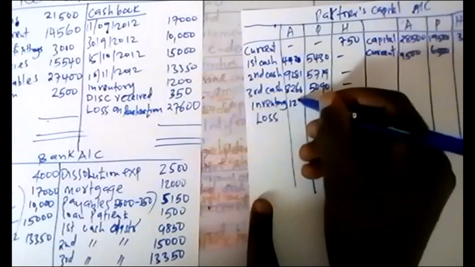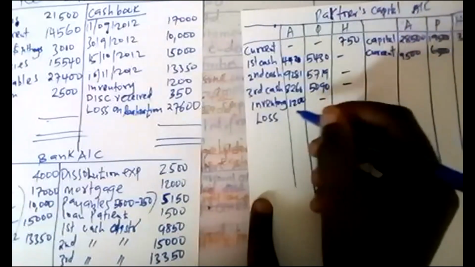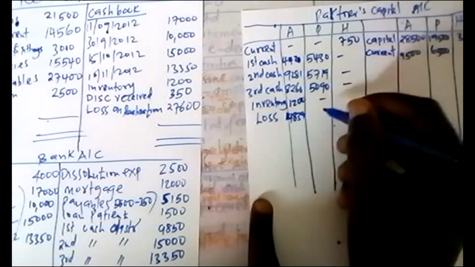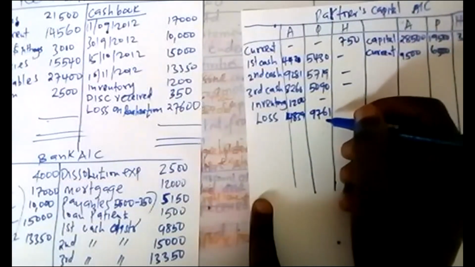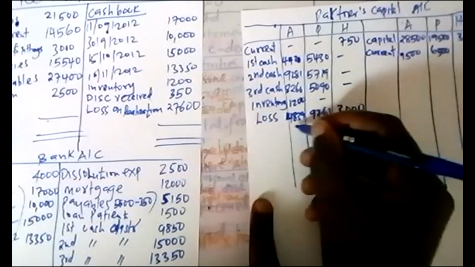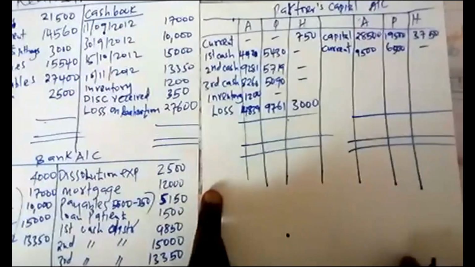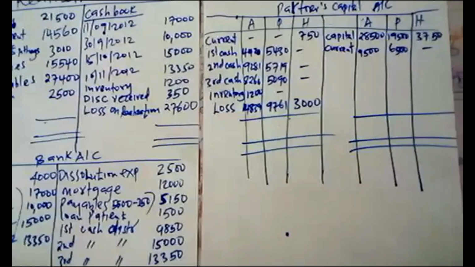Then Able took an inventory of 1200. Then they made a loss of 14,839, 9761, and we have 3,000. So again, if you balance these two accounts, they are supposed to balance. So that is how you are supposed to do this question of dissolution concerning three partners, that is Able, Patient, and Austin. That is how you are supposed to do it.